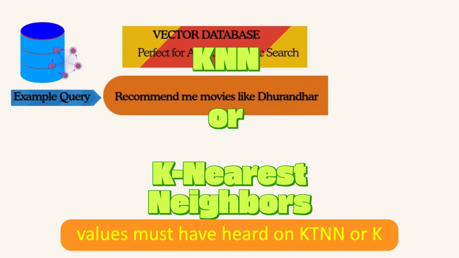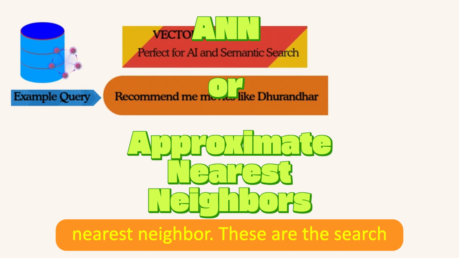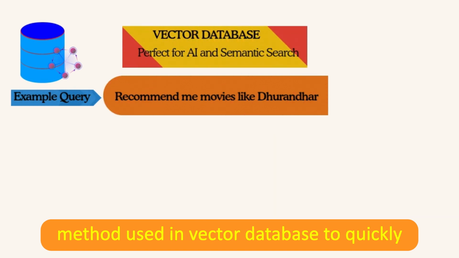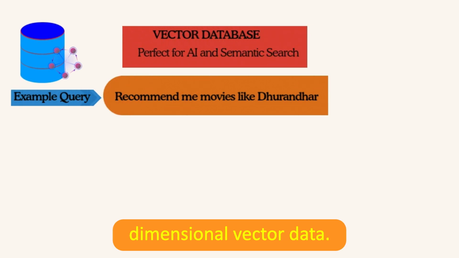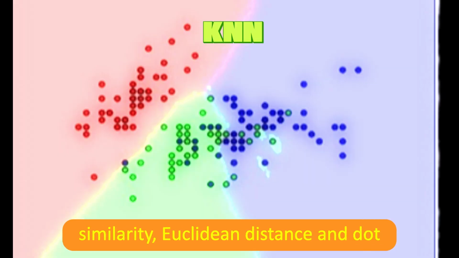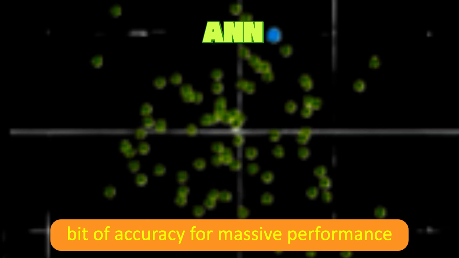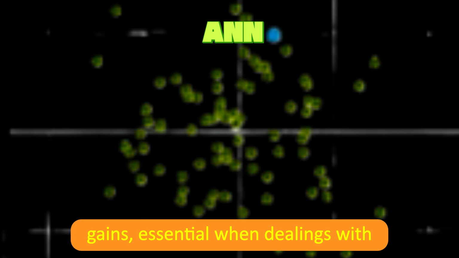You must have heard of KNN, or K-nearest neighbor, and ANN, or approximate nearest neighbor. These are the search methods used in a vector database to quickly identify similar vectors within high-dimensional vector data. KNN finds the closest vectors using distance metrics such as cosine similarity, Euclidean distance, and dot product. ANN speeds things up by trading a bit of accuracy for massive performance gains, essential when dealing with millions of vectors.